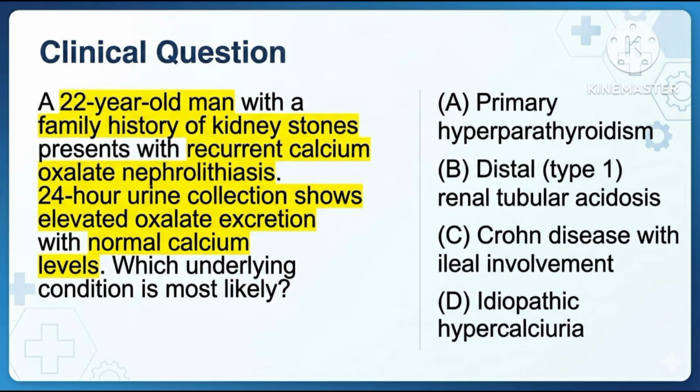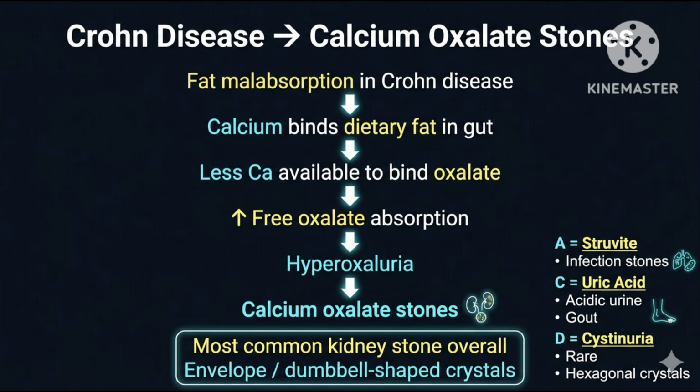Read this question stem. A 22-year-old man with a family history of recurrent calcium oxalate stones. A 24-hour urine collection shows elevated oxalate excretion with a normal calcium level. This is Crohn's disease involvement leading to calcium oxalate type stones.